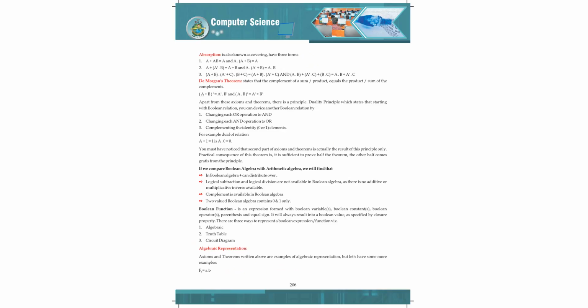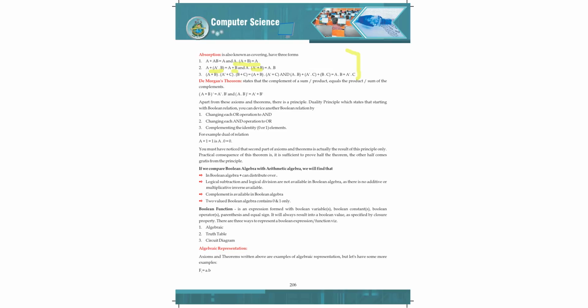It has three forms, meaning a plus ab is equal to a, and a dot (a plus b) is equal to a. Similarly, a plus a bar dot b is equal to a plus b, and a dot (a bar plus b) is equal to a dot b. a plus b dot a bar c and b plus c is equal to a plus b dot a bar c, and a dot b plus a bar dot c plus b dot c is equal to a dot b plus a bar c. Learn these theorems. Okay. Now, De Morgan's theorem, a very important theorem in Boolean algebra.